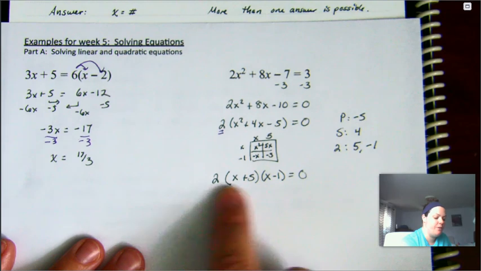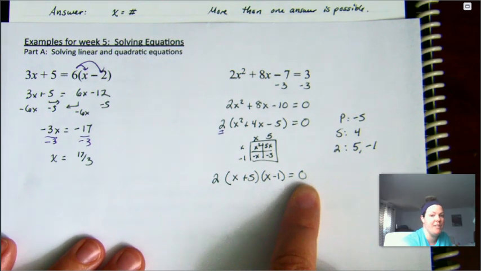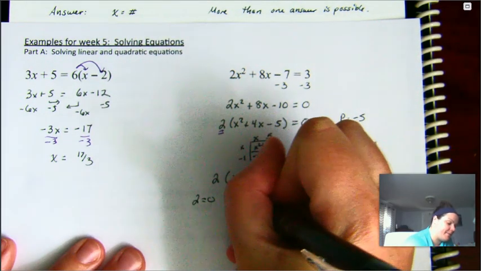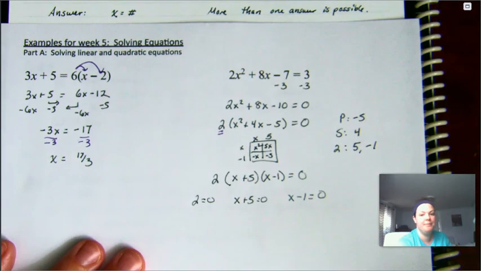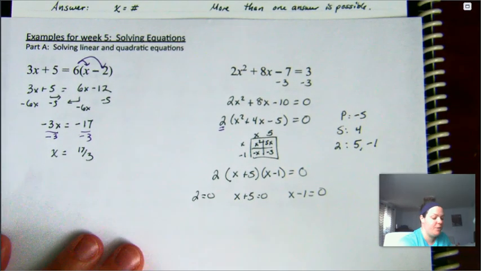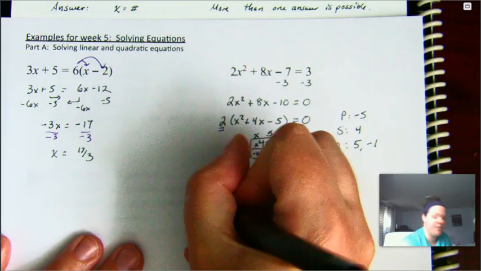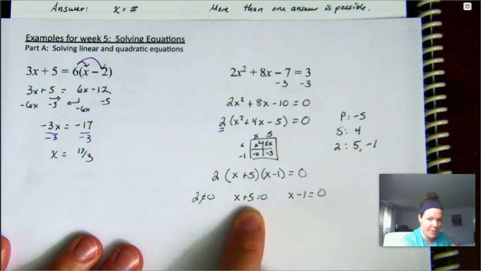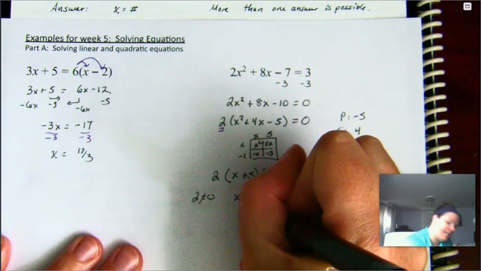So we've got the 2, the x plus 5, x minus 1, all equal to 0. Each one of these makes its own equation: 2 is equal to 0, x plus 5 is equal to 0, x minus 1 is equal to 0. Now, 2 being equal to 0 does not make any sense. That's not going to be an answer for us. So it's just not equal to 0. There's no answers there. X plus 5 equal to 0 is something we can keep solving. We're going to subtract the 5. We get an answer of negative 5.